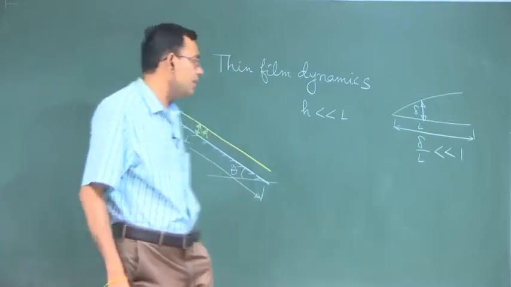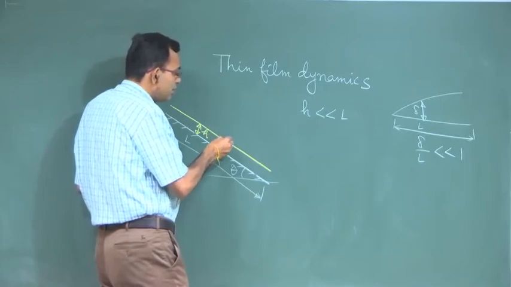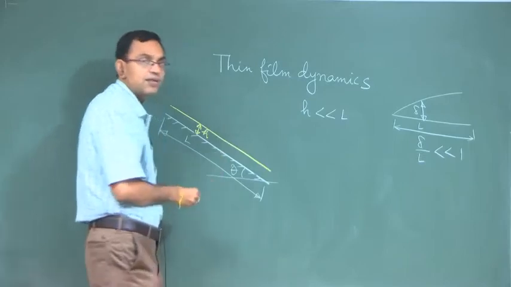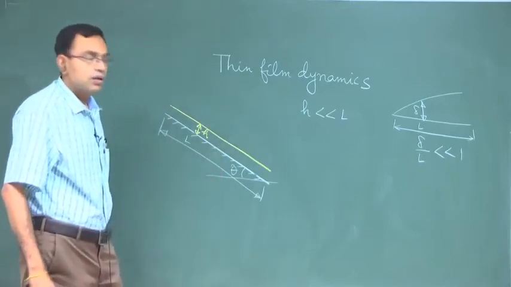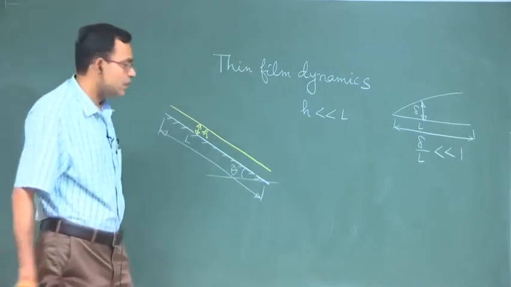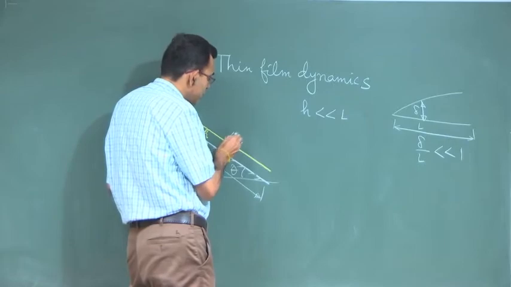In thin film dynamics this is a boundary between two phases, say one liquid phase and another gas phase. If this is a boundary between two phases, then it is defined as a free surface.